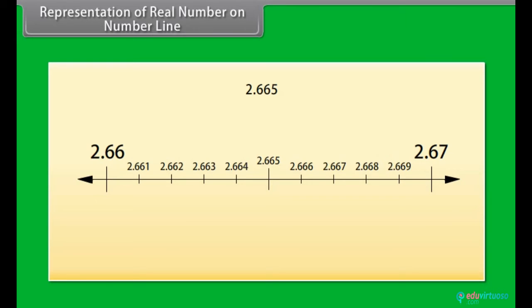The first part represents 2.661. The second part represents 2.662, and so on. 2.665 is the fifth mark in these subdivisions. This process of visualization of representation of numbers on the number line is called the process of successive magnification.